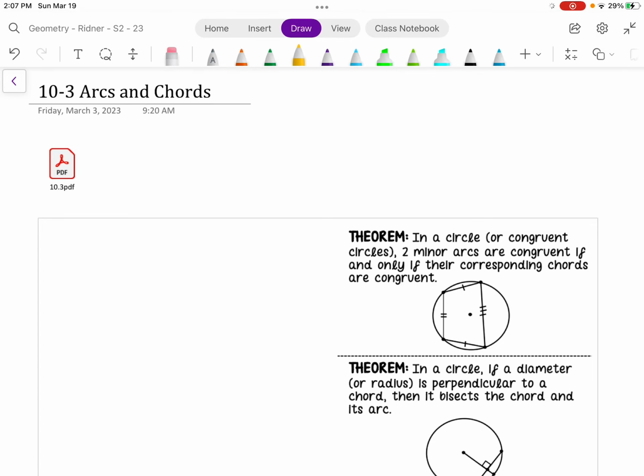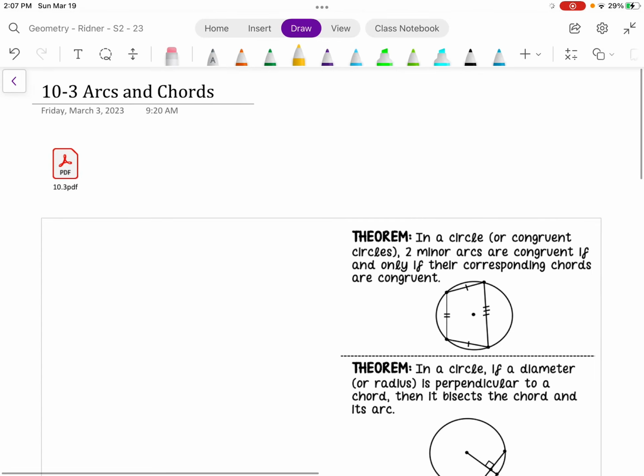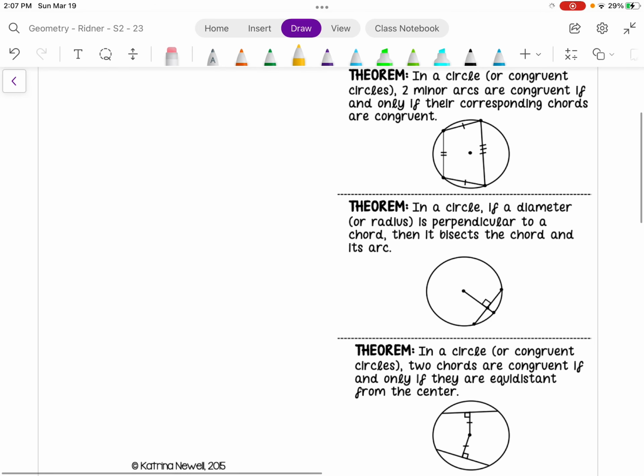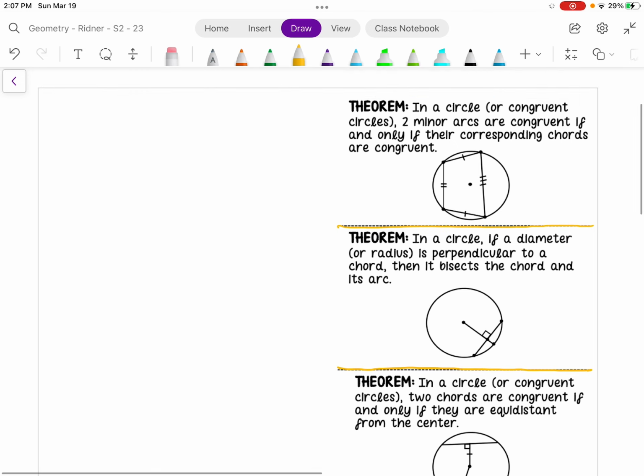Today we're doing 10-3 arcs and chords. If you want to make your foldable the way that it was intended, then you will take a pair of scissors and cut across these two dashed lines here so that each flap opens up accordingly. And we are actually going to go in that order, meaning I'm going to read this first theorem here.